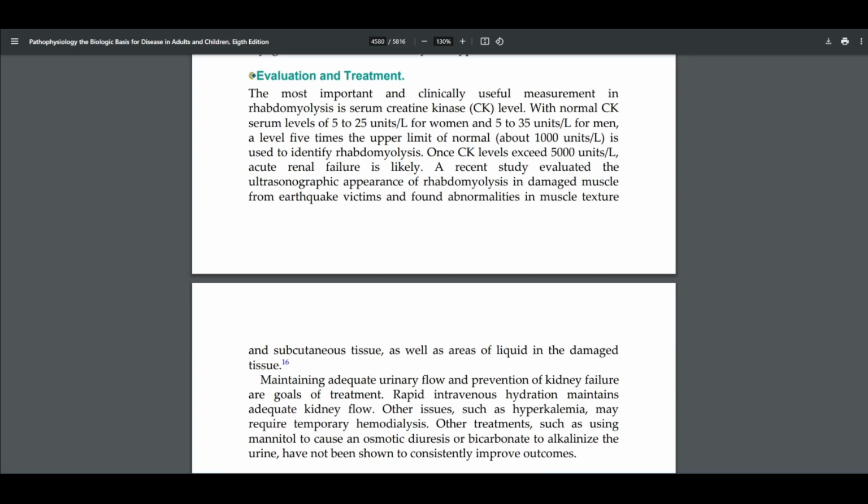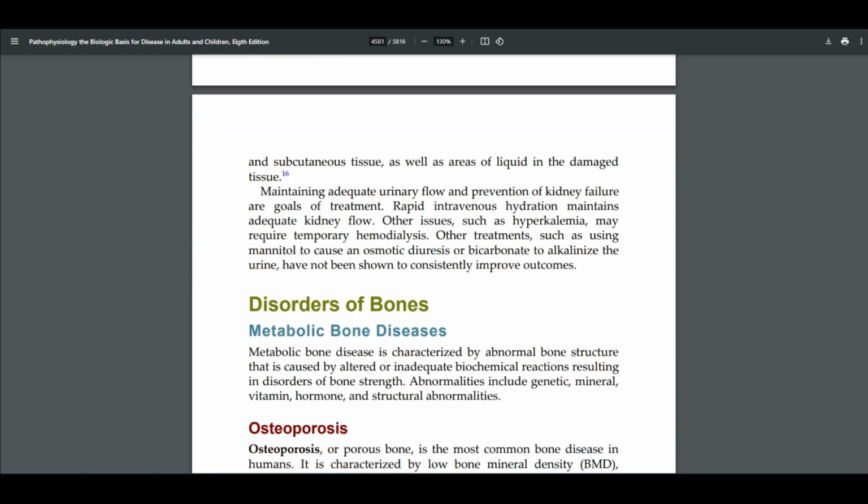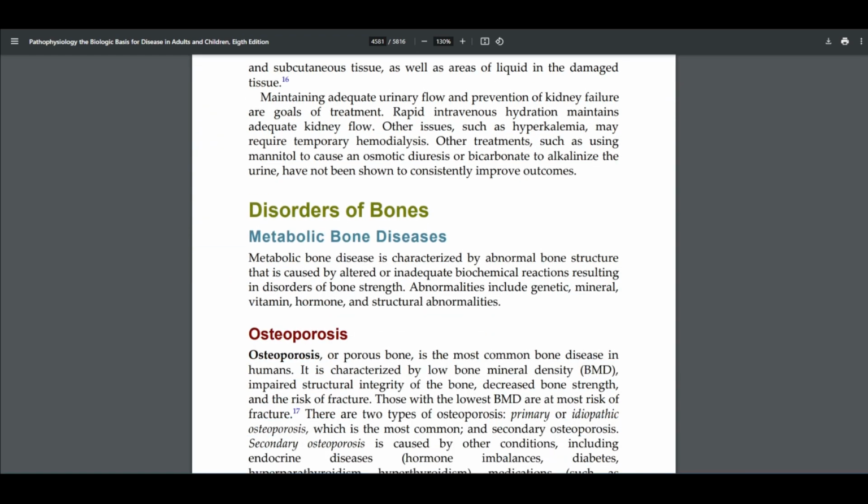A recent study evaluated the ultrasonographic appearance of rhabdomyolysis in damaged muscle from earthquake victims and found abnormalities in muscle texture and subcutaneous tissue, as well as areas of liquid in the damaged tissue. Maintaining adequate urinary flow and prevention of kidney failure are primary goals of treatment. Rapid IV hydration maintains adequate kidney flow. Other issues, such as hyperkalemia, may require temporary hemodialysis.